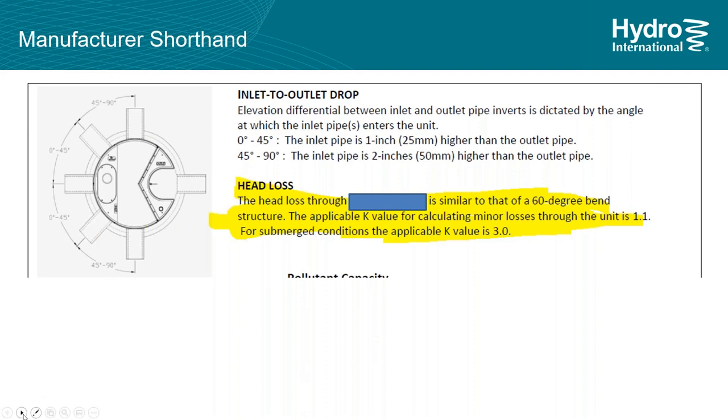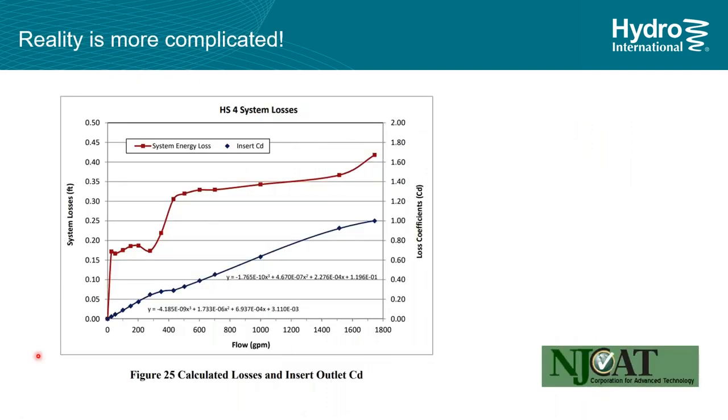But in practice, things can get a lot more complicated than that. And I wanted to show this chart. This is from a product that was certified by NJDEP. You can find reports summarizing the performance of products that have been certified by NJDEP.